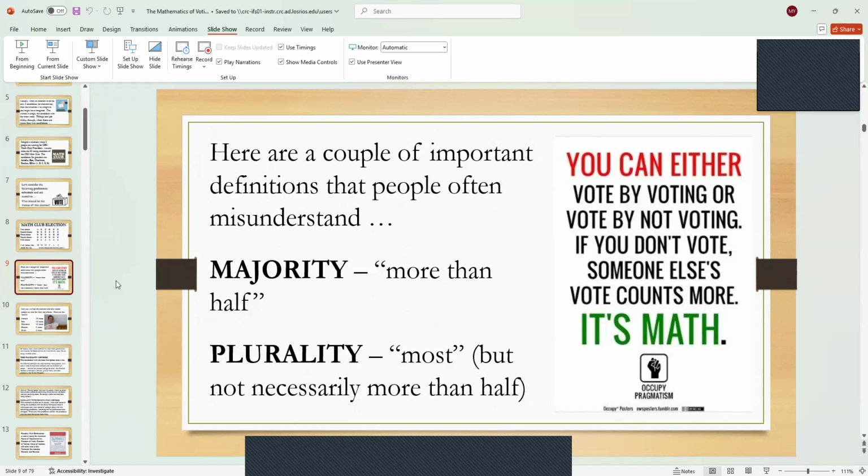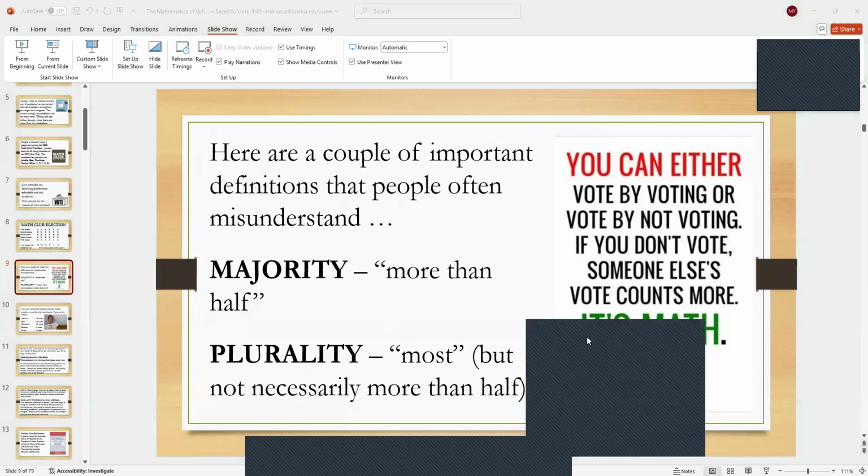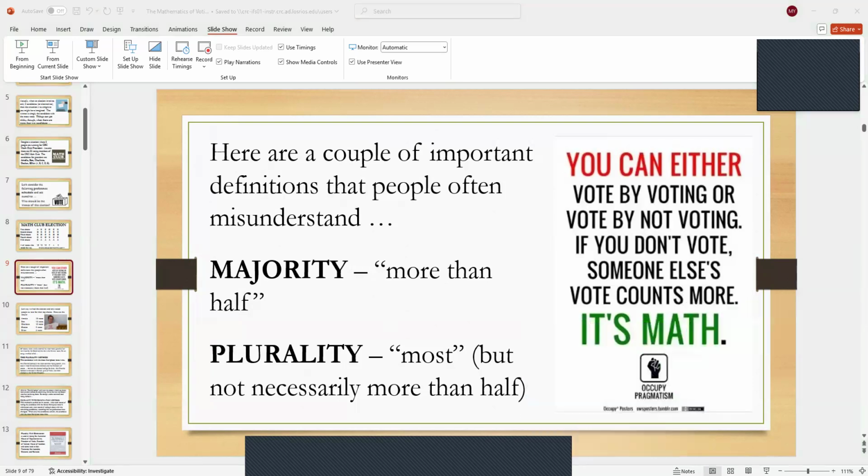One is called majority. The definition of majority is more than half. A lot of people misuse that. A lot of people don't understand the definition of majority. They just say majority when it's the one that has the most. But actually, the correct word for that would be plurality. Plurality means just most, but doesn't necessarily have to be more than half.